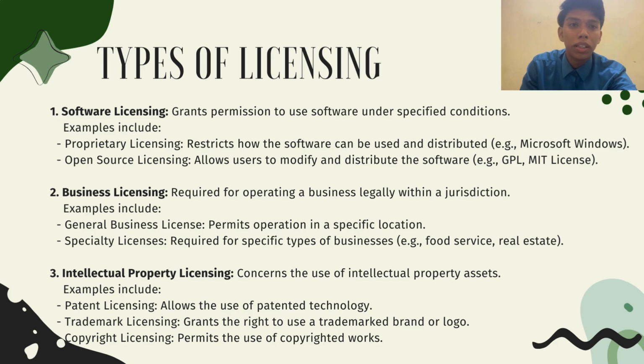For the second one, business licensing, required for operating a business legally within a jurisdiction. For example, general business licenses permit operation in specific locations, and specialty licenses are required for specific types of businesses like food service or real estate. For the third one is intellectual property licensing, which concerns the use of intellectual property assets. Examples include patent licensing, which allows the use of patented technology, trademark licensing, which grants the right to use a trademark, brand or logo, and copyright licensing, which permits the use of copyrighted works.